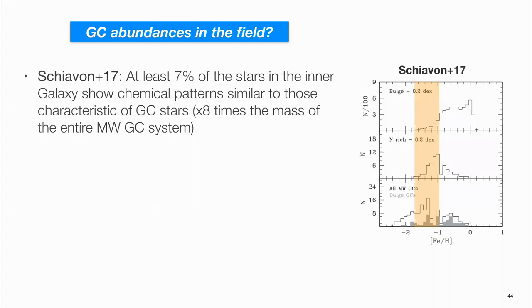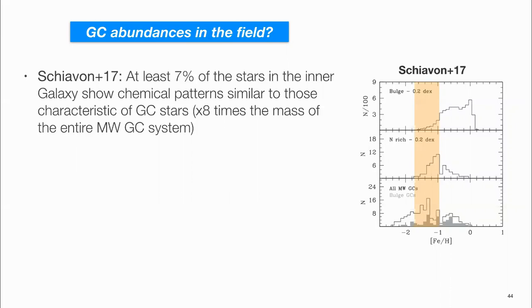So here, it looks like at least a significant fraction of the stars in the inner galaxy show the chemical patterns similar to those characteristic of globular cluster stars. So here in this plot, you can see, for example, that in the middle panel, we have this population of stars that are very nitrogen rich, just like we see in globular clusters, that make up a large fraction of the mass. We're talking about almost 10%.